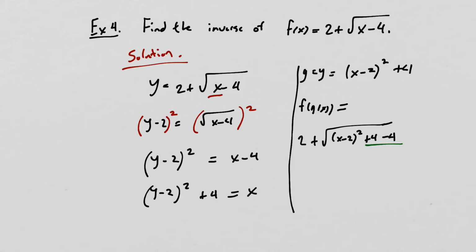Canceling out these like terms, we get that this is equal to 2 plus the square root of x minus 2 raised to the second. The square root and raising something to the second power cancel each other out, and we're left with that this is equal to 2 plus x minus 2, which is equal to x. So we found f composed of g. Let's go ahead and find g composed of f.